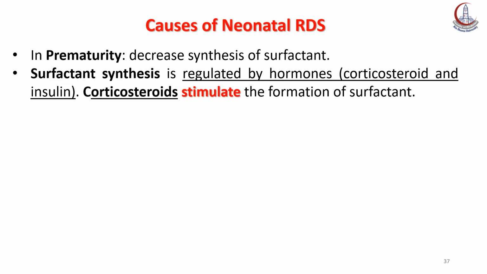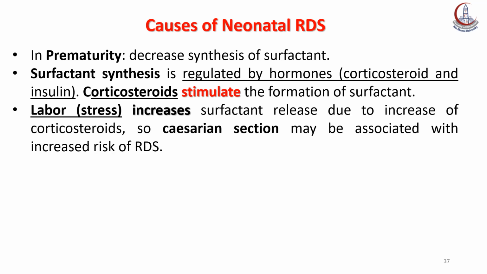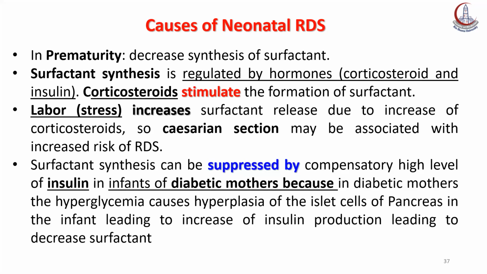In prematurity, there is decreased synthesis of surfactant. As we said, surfactant synthesis is regulated by hormones, mainly corticosteroids and insulin. Corticosteroids stimulate the formation of surfactant. During labor, due to stress, surfactant release increases due to increased corticosteroids. So cesarean section may be associated with increased risk of respiratory distress syndrome.